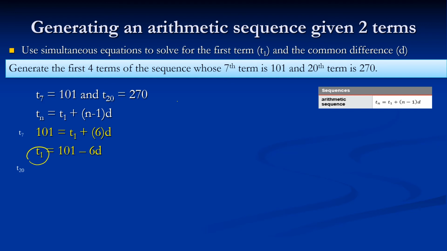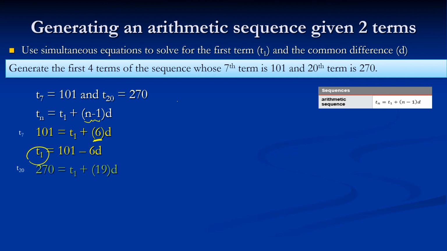So we know that the 7th term is 101, and well, n take 1 is what? 7 take 1 is 6. So that's where I've got that 6 there. And so we're just saying, well, the first term is the same as saying 101 take 6D.